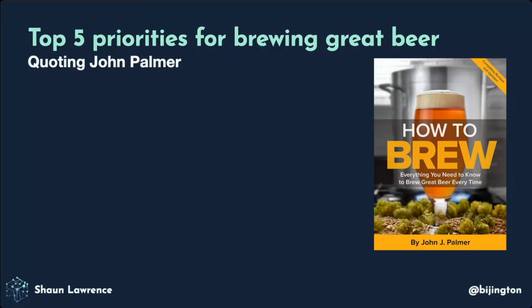So to quote John here on his top 5 priorities for brewing great beer, and this is a prioritized list from top to bottom, the most important factor is keeping things clean. Now, don't worry, this isn't going to turn into another clean architecture talk, but you do want to make sure that your yeast is the only microorganism in your brew.